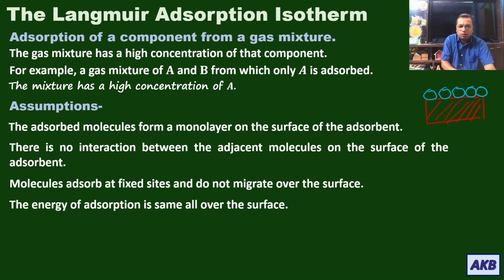The adsorbed molecules form a monolayer on the surface of the adsorbent. The second assumption is there is no interaction between the adjacent molecules on the surface of the adsorbent. The third assumption is molecules adsorb at fixed sites and do not migrate over the surface. And the fourth assumption is the energy of adsorption is the same all over the surface. So with these assumptions, we are going to get an equation for the Langmuir adsorption isotherm.